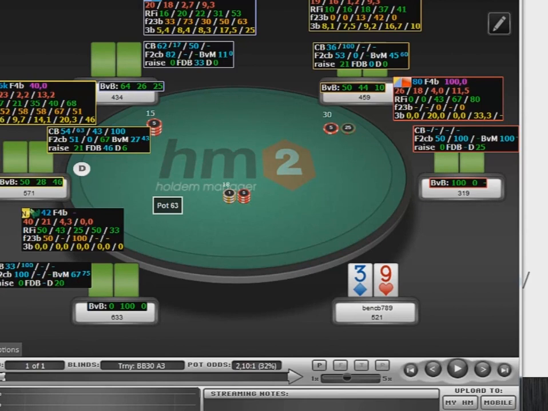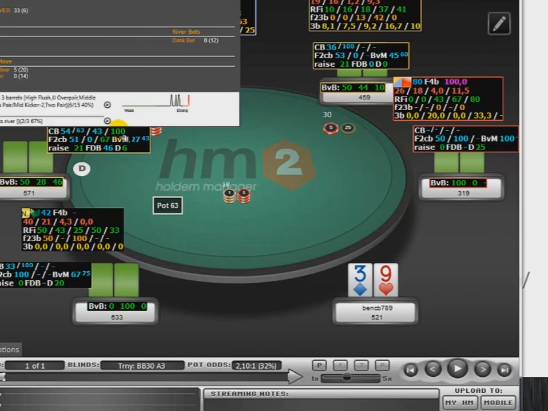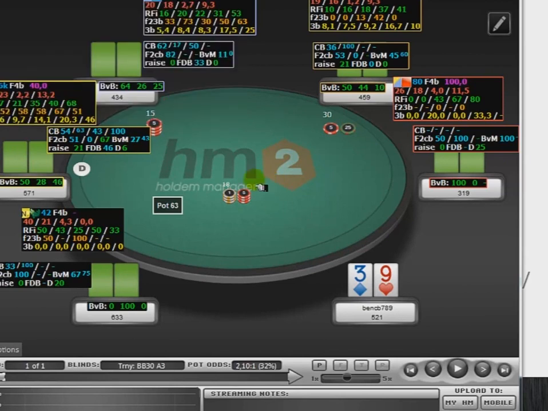We can play our standard c-bet game on the flop. He has a normal fold to c-bet stat. And when we decide to c-bet the turn, we have to also fire the river very often. All his other stats look okay.